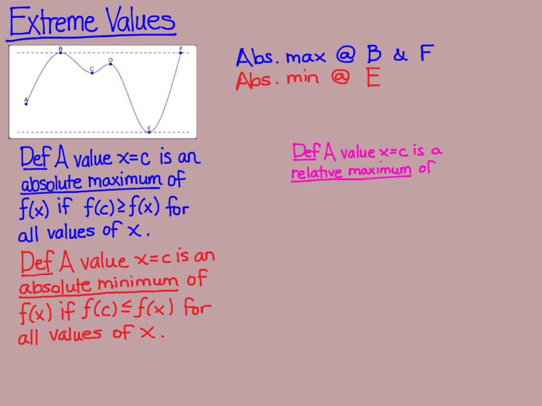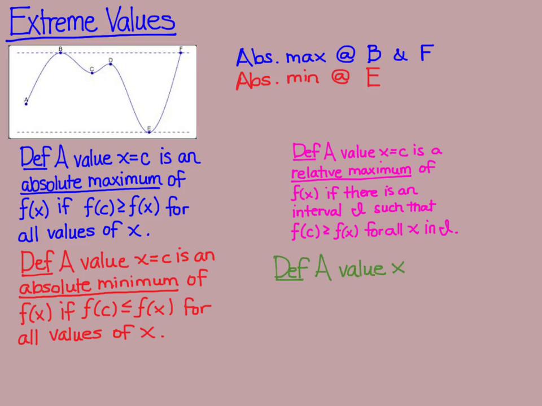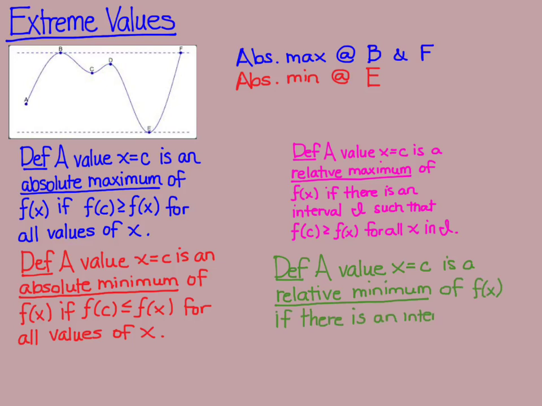We will say that a value x equals c is a relative maximum of f of x if there is an interval I such that f of c is greater than or equal to f of x for all x in that interval I. Notice that I'm using the cursive I here. We will also say that a value x equals c is a relative minimum of f of x if there is an interval I such that f of c is less than or equal to f of x for all x in I. So what each of these are saying is that we can look at an interval I and that x value will be a maximum or a minimum on that interval.